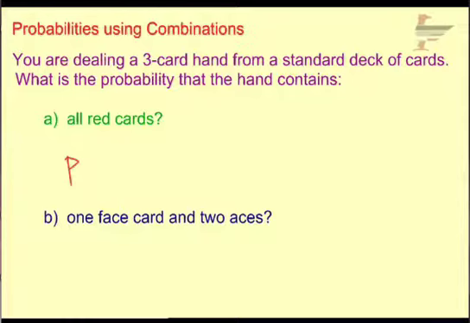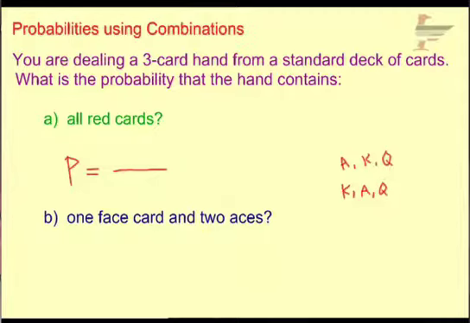Okay, so anytime we do probability, on the bottom is going to be our total number. So we're dealing a 3-card hand. Let's say you're given an ace, a king, and a queen. That might be a nice hand. Well, let's say instead of in that order, someone gives you a king, an ace, and then a queen. We were given the cards in a different order, but does that count as a different hand? Because the order does not matter on this, we are going to use combinations.